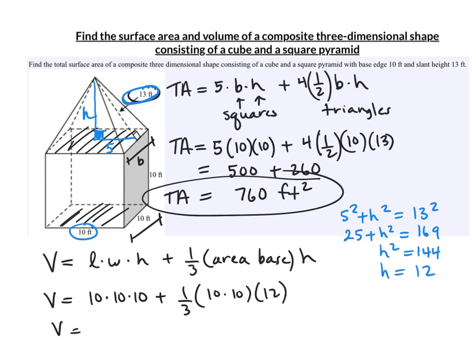So the volume is 10 times 10 times 10, 1,000. Plus the 3 and the 12 cancel. I get 4 there. And 10 times 10 is 100, so that's 400. So the volume is 1,400, and that would be cubic feet, or feet cubed.